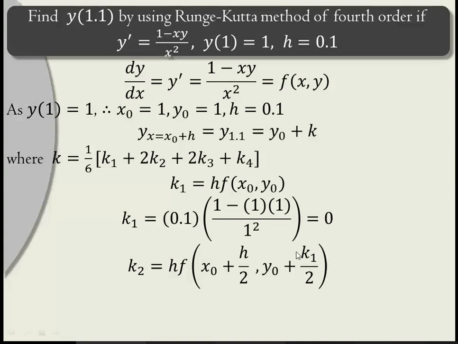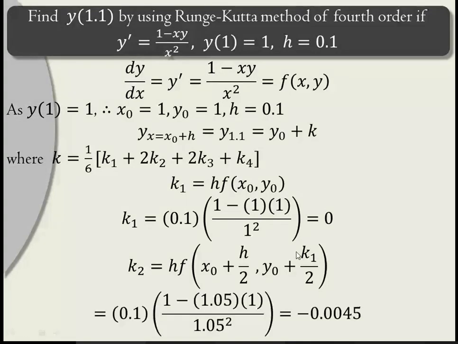So k2 will be 0.1 into 1 minus 1.05 into 1 divided by x square, that is 1.05 square. Okay, we are using these new terms. We know what is h, we know what is x naught, we know what is k1. So using those terms to do the further calculation. So k2 comes out to be minus 0.0045.